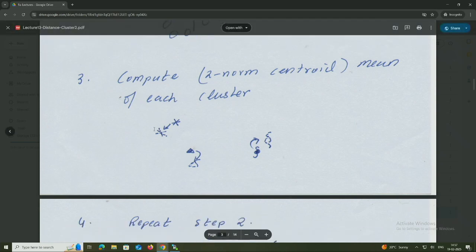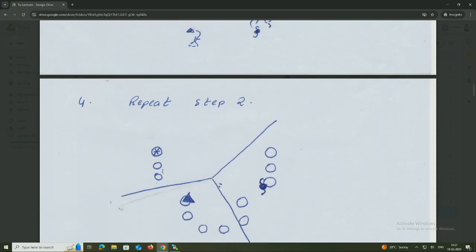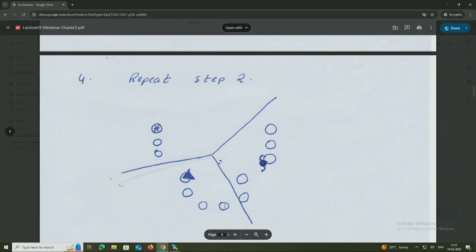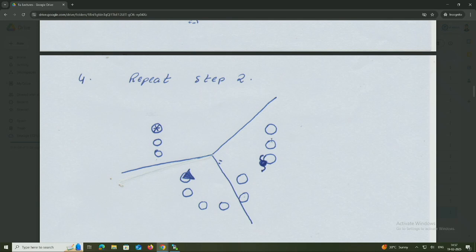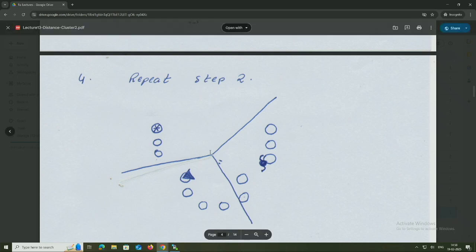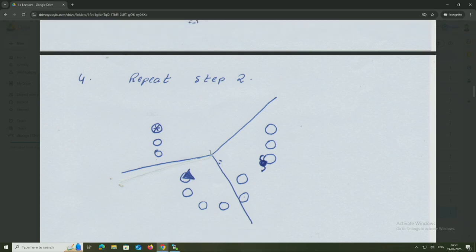So once you do that, you realize that these 2 points now become closer to this, these 4 points become closer to this, and these points remain closer to this. So now your Voronoi tessellation or the partitions slightly move. Is it clear? So at every step it is trying to bring in some more property and minimize the within cluster scatter. In this way the mean value will keep shifting.